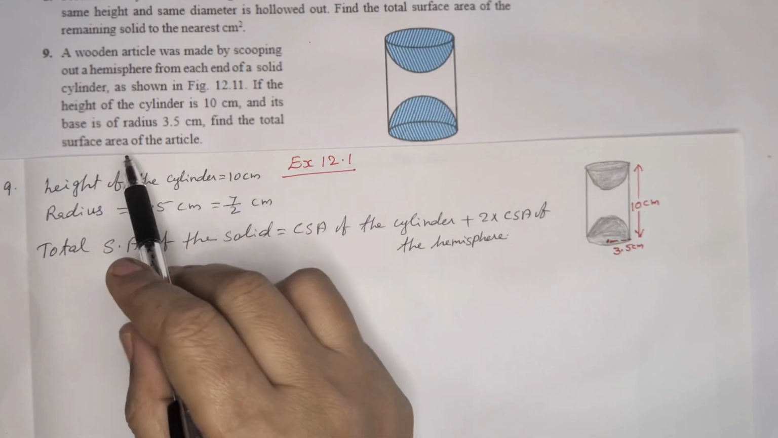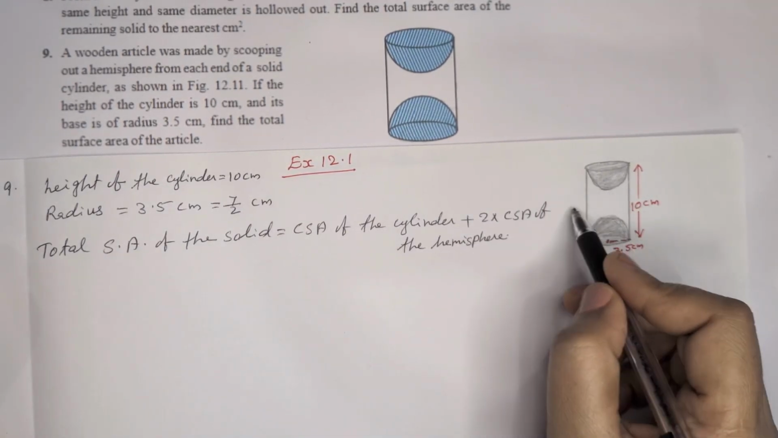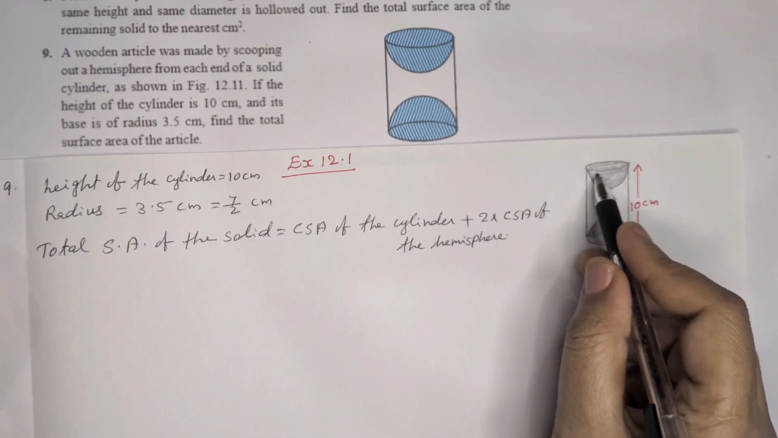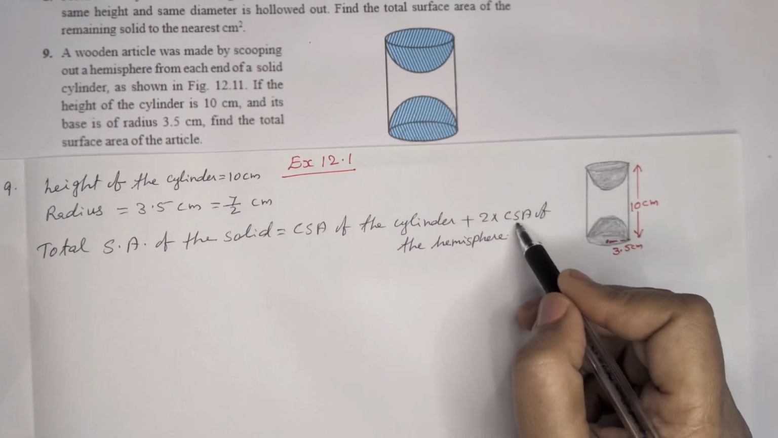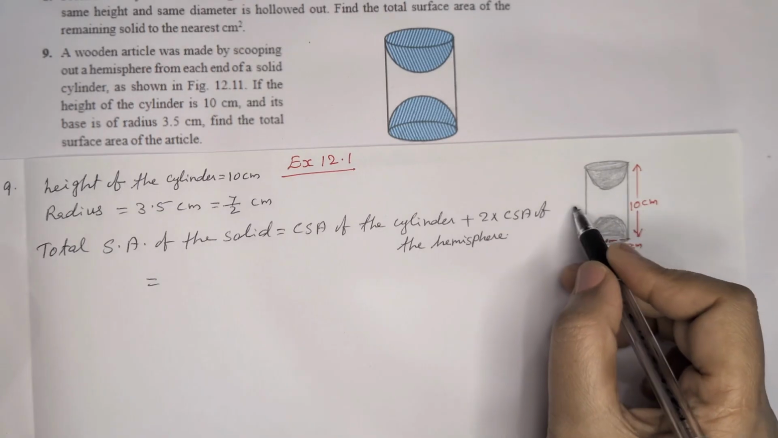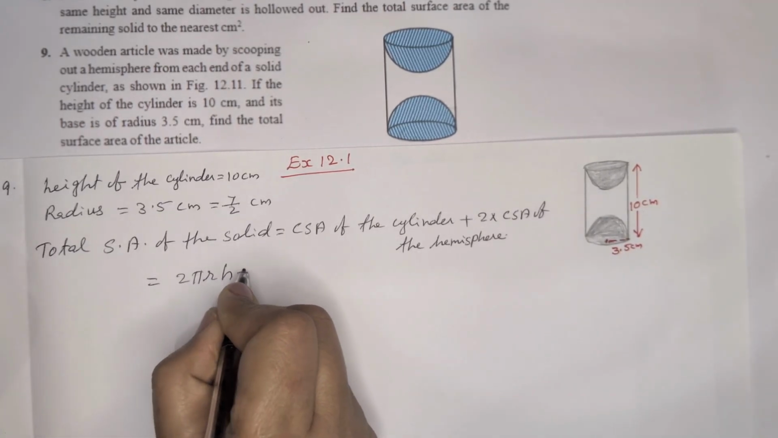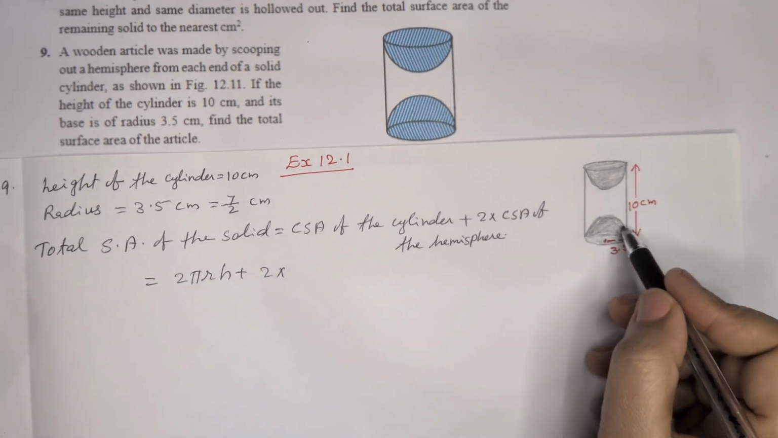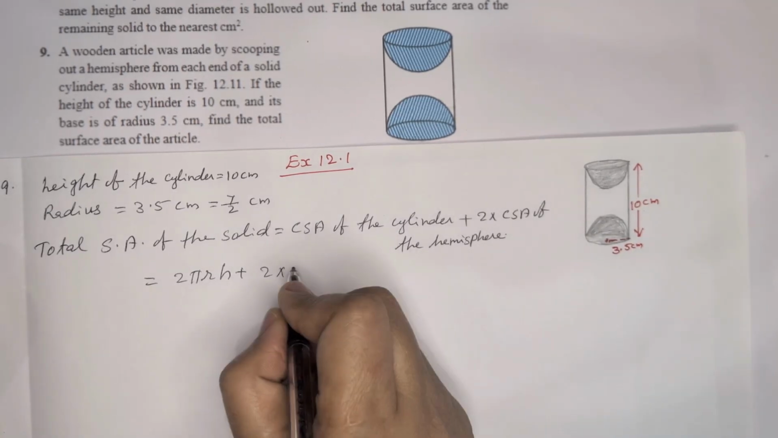Now, find the total surface area. So, total surface area of the solid is equal to curved surface area of the cylinder plus curved surface area of the two hemispheres. So 2 into curved surface area of the hemisphere, which is equal to curved surface area of the cylinder, that means 2 pi r h, plus 2 hemispheres are there. So 2 into curved surface area of the hemisphere, that is 2 pi r square.